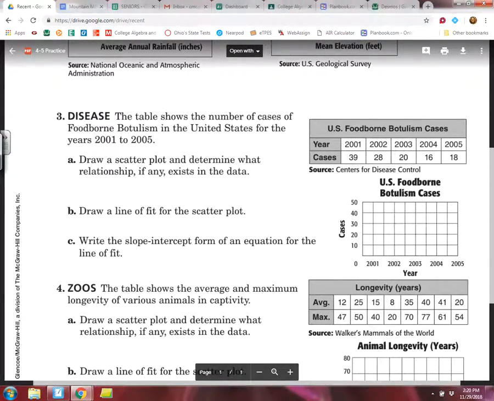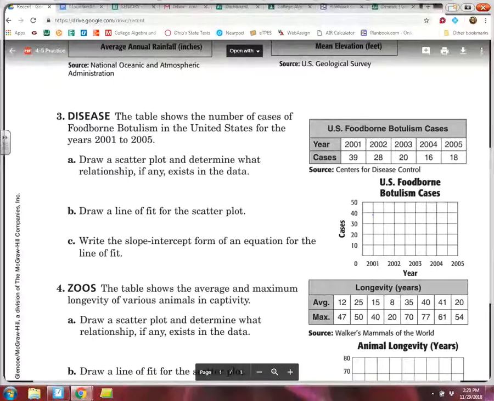Okay, your directions say draw a scatter plot. Folks, can you please plot those points? I'm on number 3. Please plot those points. How'd you do? Do we have all those points on that graph? Okay, so it says draw a scatter plot, which we just did.